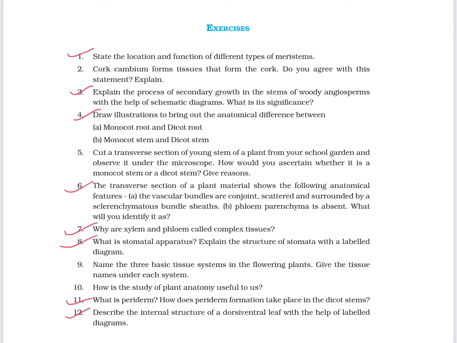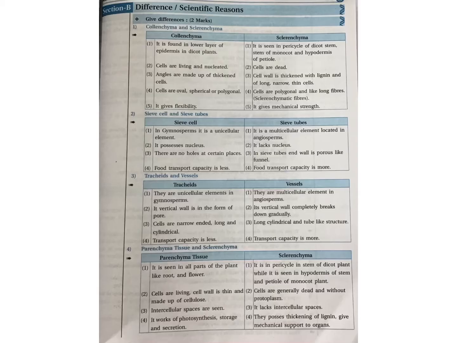Then here in this slide, I have shown you some of the differences, and here it will include difference between collenchyma and sclerenchyma, then sieve cells and sieve tubes, tracheids and vessels, and lastly parenchyma and sclerenchyma. So some of the differences I have given over here. They are regarding 2 marks.